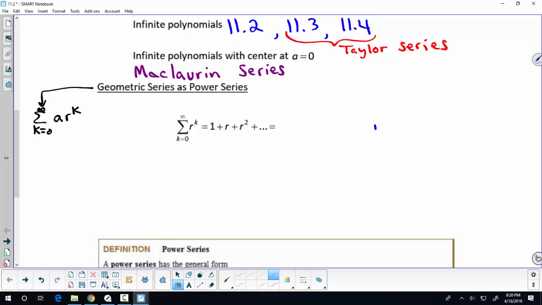And we should remember, if the absolute value of r is less than 1, what does our infinite geometric series sum to? A over 1 minus r. Here a is 1, so 1 over 1 minus r. The absolute value of r has to be less than 1. In other words, r is in this interval.